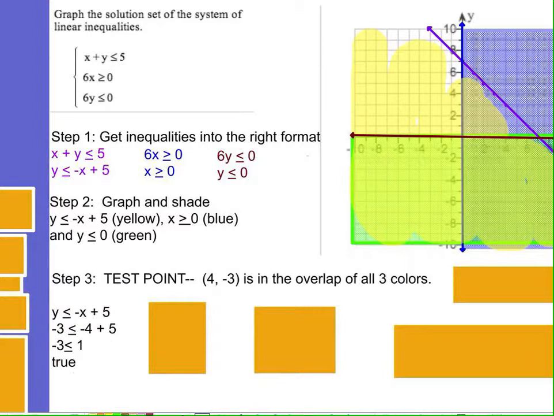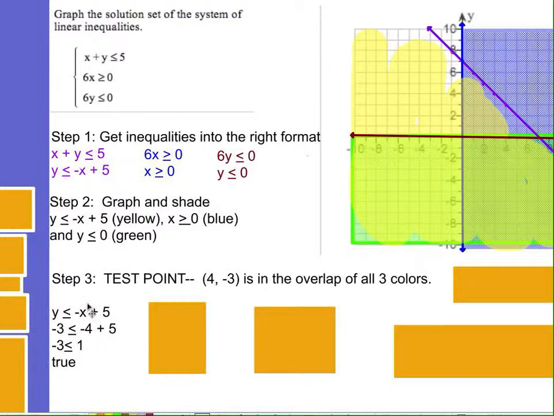In my first one, y is less than or equal to -x plus 5. I plug it in, the x and the y, and when I simplify, I get -3 is less than or equal to 1. That is true.